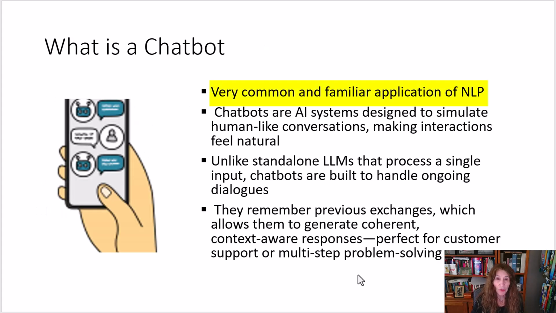Chatbots are a very common and familiar application of NLP. A chatbot is an AI system that simulates human-like conversation. Unlike a standalone LLM, chatbots are built to handle ongoing dialogues. They can remember the exchange, which allows them to generate a back and forth conversation.